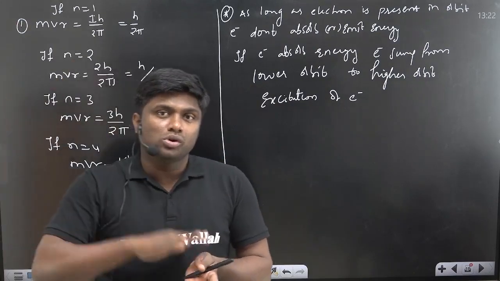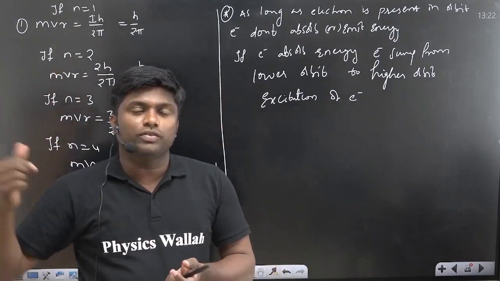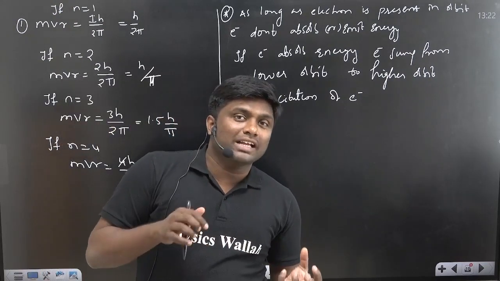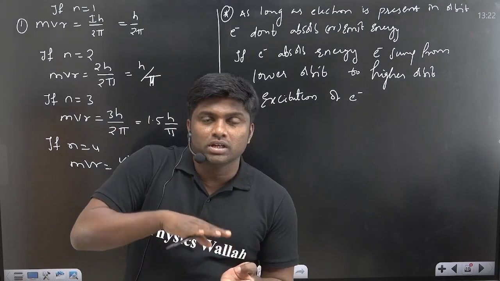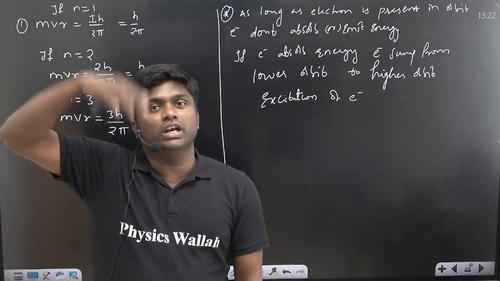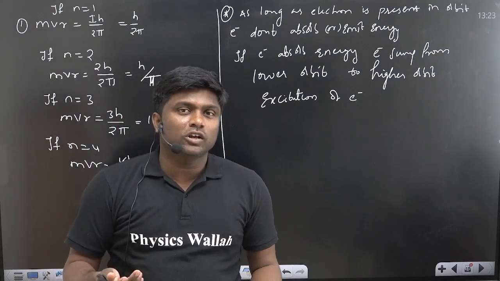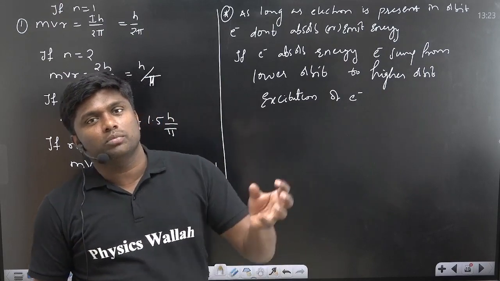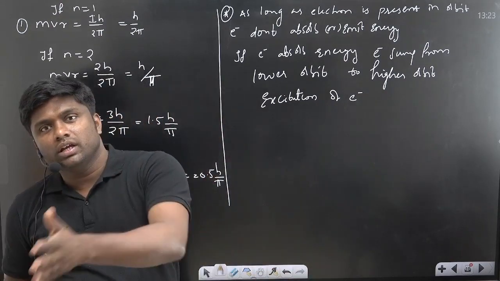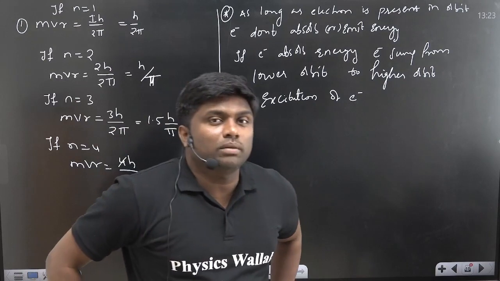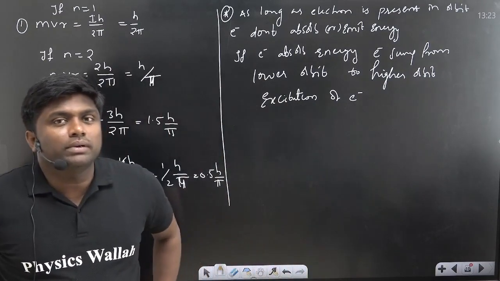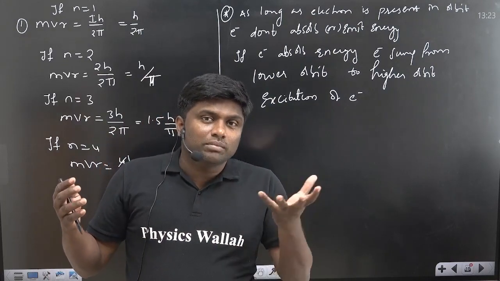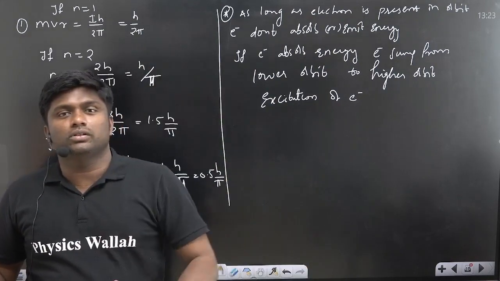It may jump from 1 to 2, or 1 to 3, or 1 to 4, or 1 to 5. It depends on the amount of energy absorbed. When the electron absorbs maximum energy, it will jump from the first energy level to the infinity level. If the electron absorbs minimum energy, it jumps from first to second. If it absorbs somewhat more energy, it jumps from 1 to 3 or 1 to 4, like that. After some time, the electron releases the energy and comes from the higher orbit to the lower orbit.